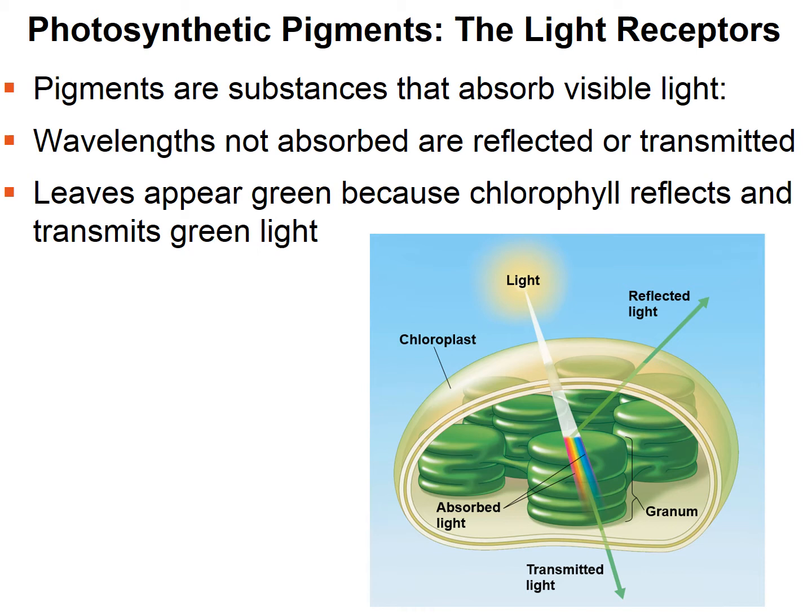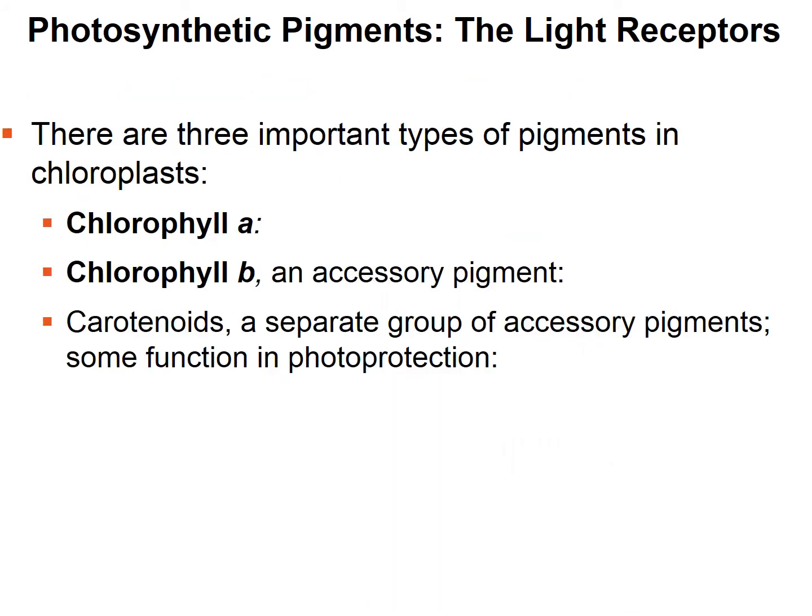Now, this is sometimes a hard concept to grasp, but leaves appear green, not because green is what's being absorbed, but it's because chlorophyll reflects and transmits the green light. So it's not using the green light. That's why it appears green. There are three important types of pigments in chloroplasts that are involved in photosynthesis.